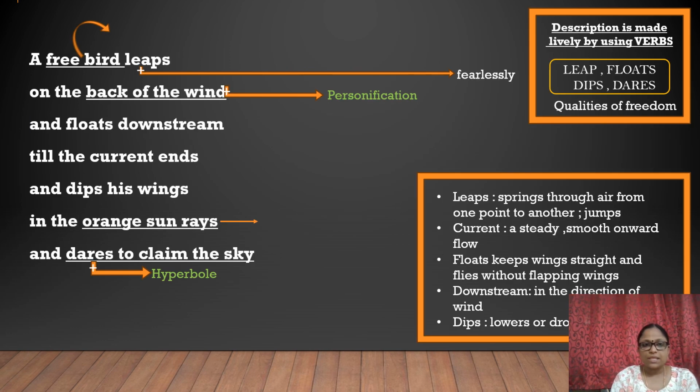Let's look at the first stanza. A free bird leaps on the back of the wind and floats downstream till the current ends, and dips his wing in the orange sun rays and dares to claim the sky.